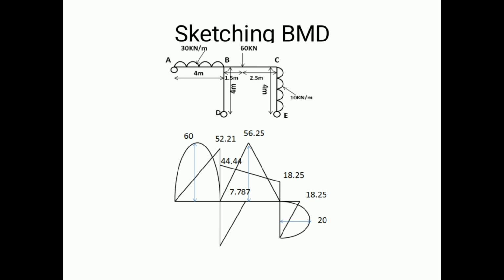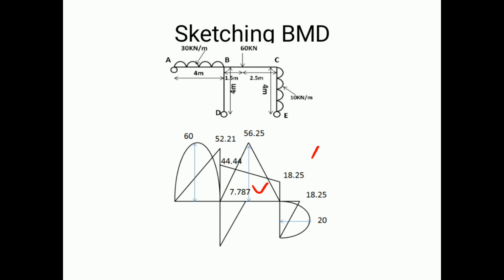As in the case of AB, I just take the moments which I have got from the moment distribution table first. So at A I have received 0. So at AB it is 0. BA I have got as 52.21, and then BC as 44.44, CB as 18.25, CE again as minus 18.25. So BD as 7.87 and DB as 0. So this is the variation.